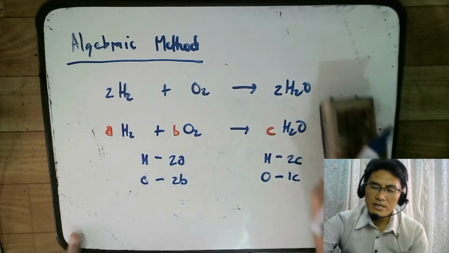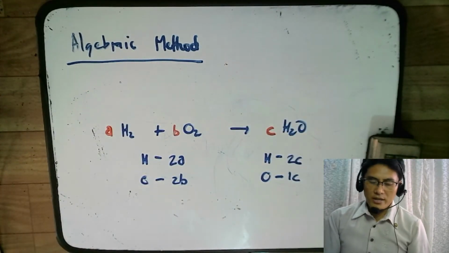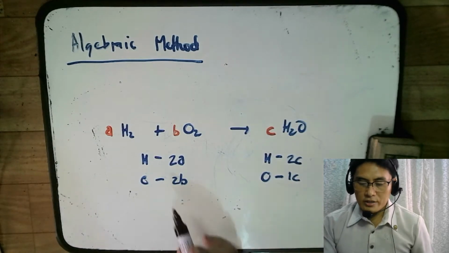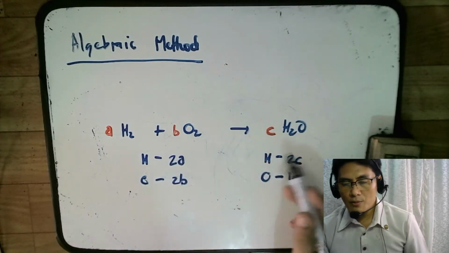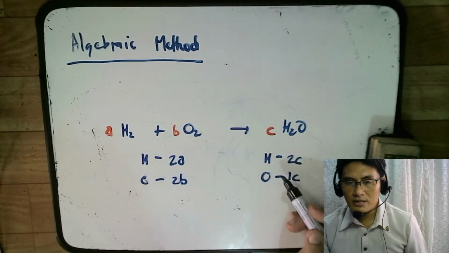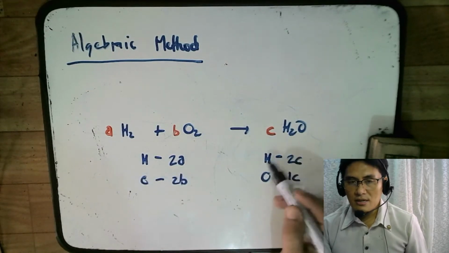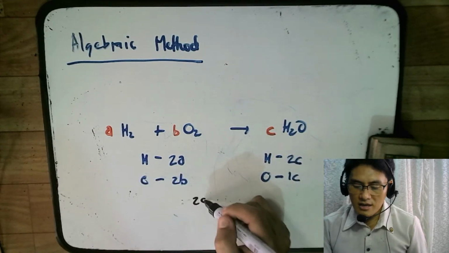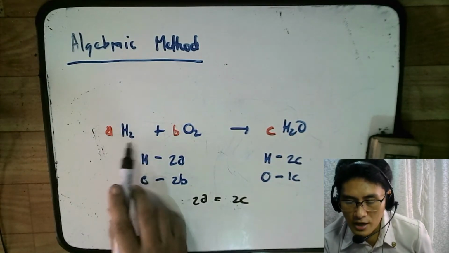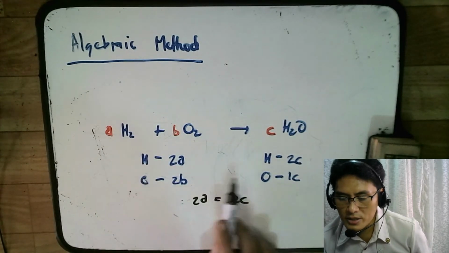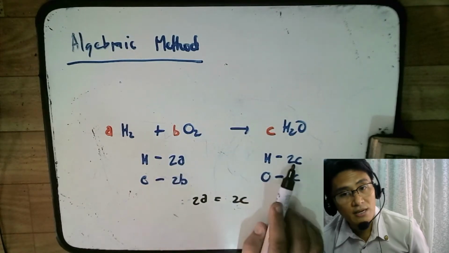Okay? So let's erase this. My point is, because the number of elements on the reactant side must always be equal to the number of elements on the other side, this 2A is the number of hydrogen and this 2C is the number of hydrogen. So they are equal, because the number of hydrogen on the reactant side is always equal to the number of hydrogen on the product side. So 2A must be equal to 2C.